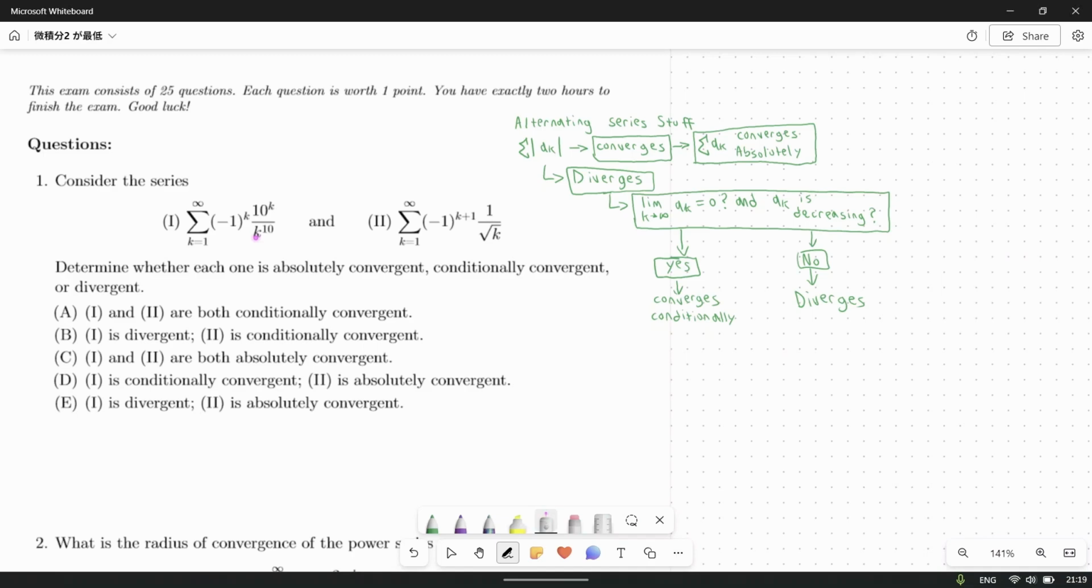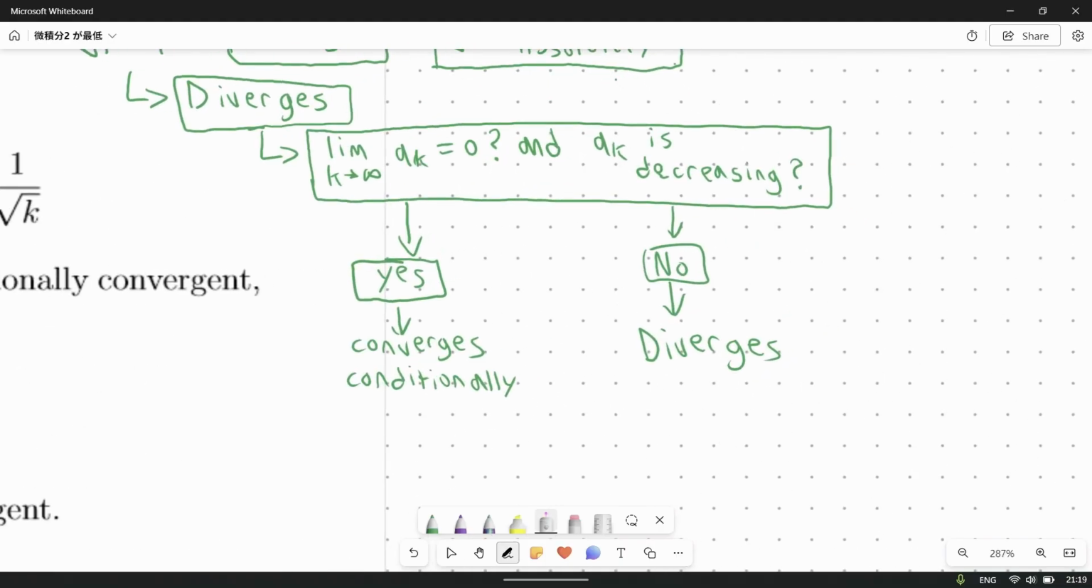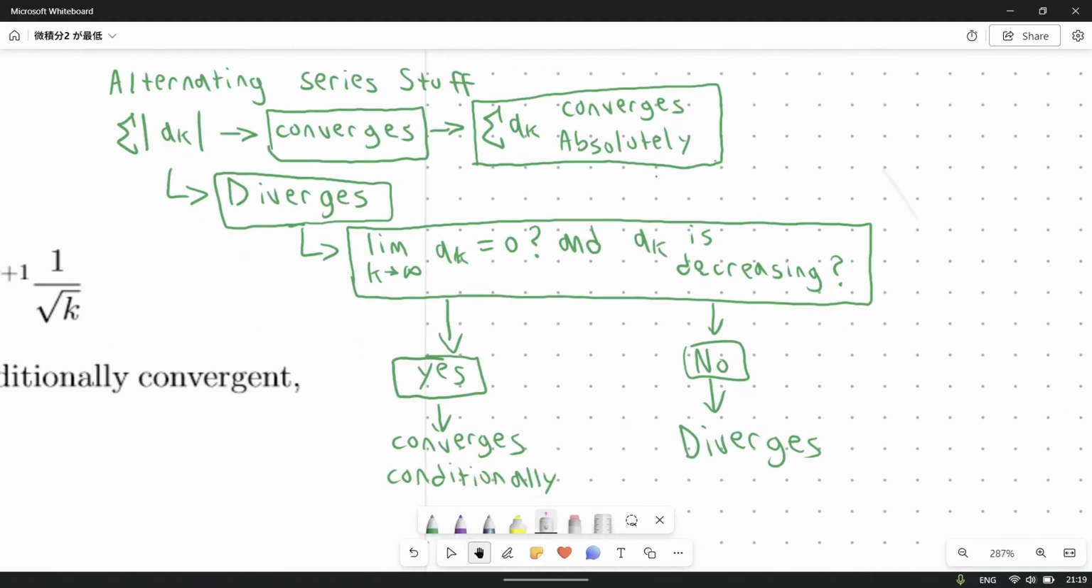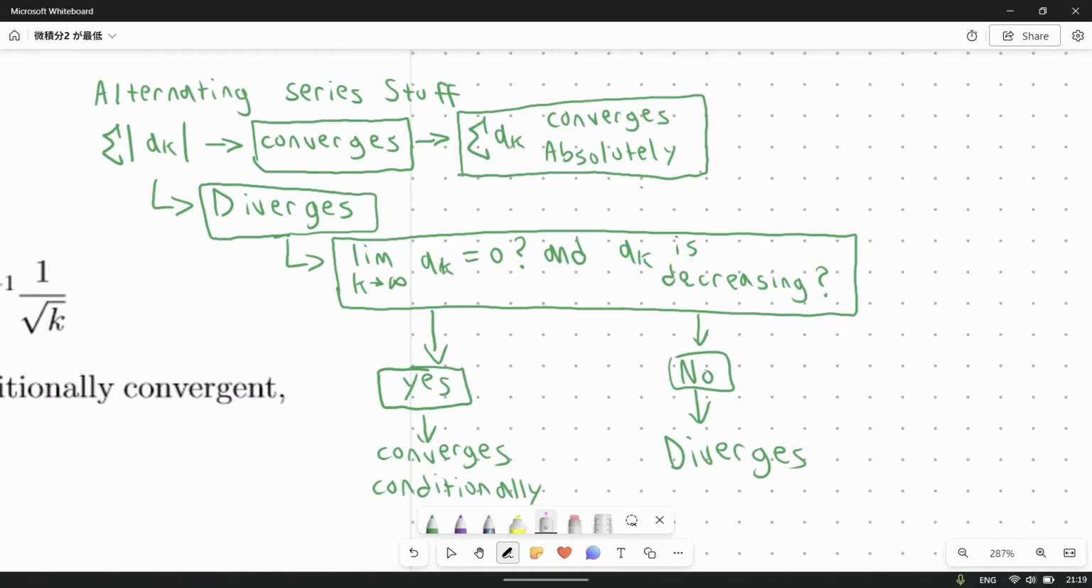I've written out a little flowchart here beforehand of the behavior of an alternating series. To start, when you're dealing with an alternating series, you first want to focus on the absolute value of your series and check for convergence of that. If the absolute value of your series converges, then that's the most straightforward case. In that case, we can say that your series a sub k converges absolutely. If that doesn't happen, then things get a little more complicated. So let's say the divergence case.